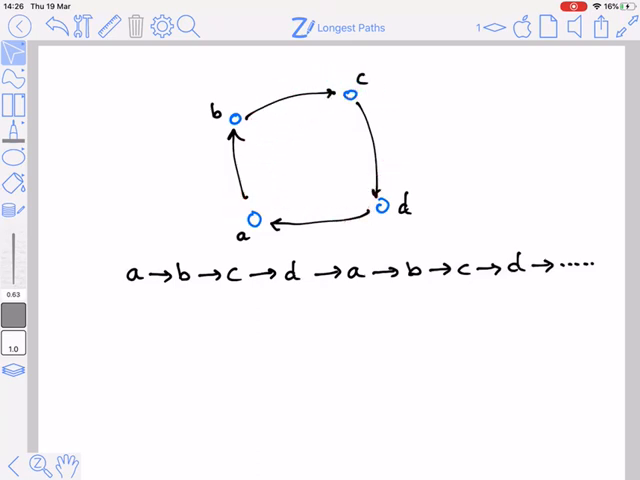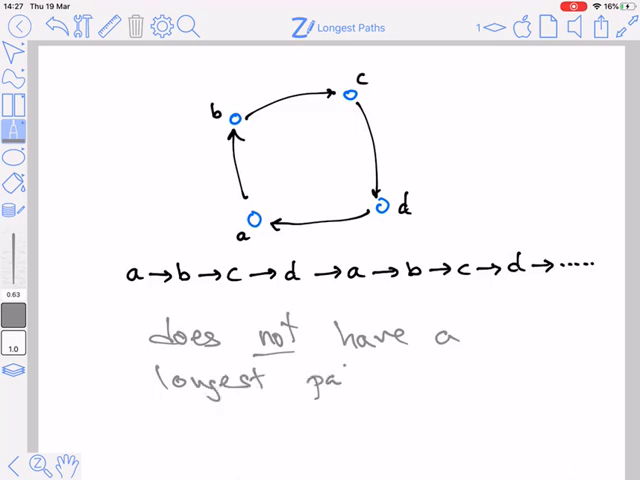Therefore, this directed graph does not have a longest path. That means that for every n, there exists a path gamma such that the length of the path gamma is greater than n. Okay? Good.